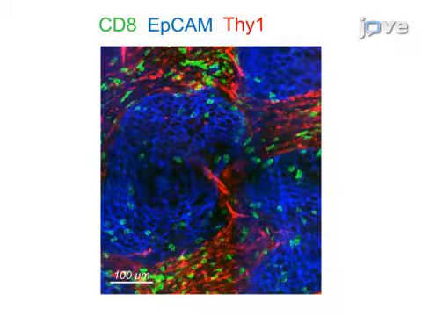Shown here is a representative image of a stained human lung tumor slice. Note the distribution of green CD8 positive T cells, blue epithelial cell adhesion molecule stained tumor cells, and red CD90 or Thy1 positive stromal cells. In particular, note that CD8 T cells are more abundant in the stroma compared to the tumor islets.